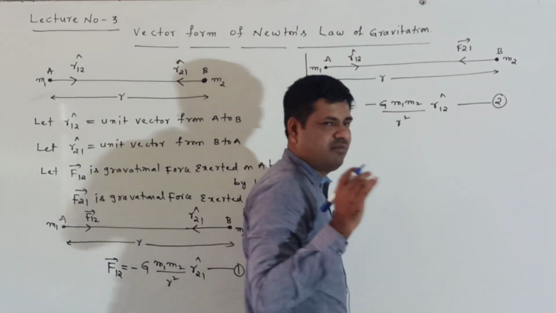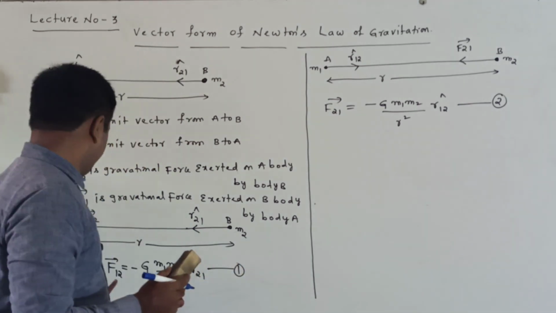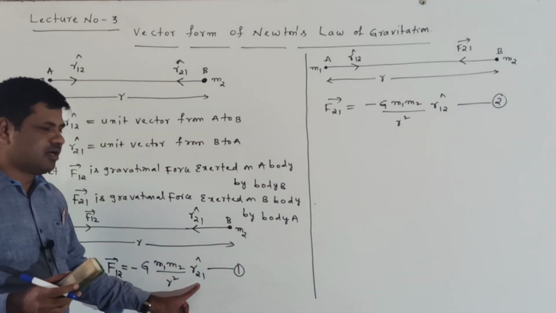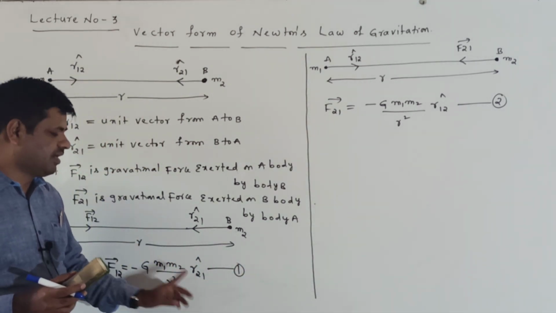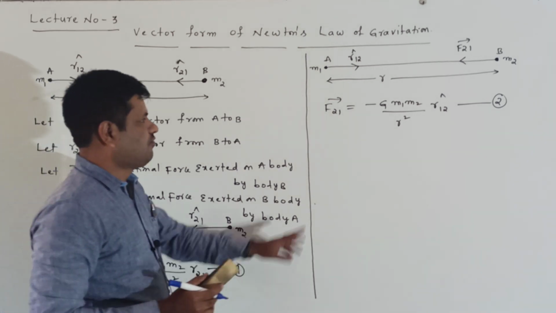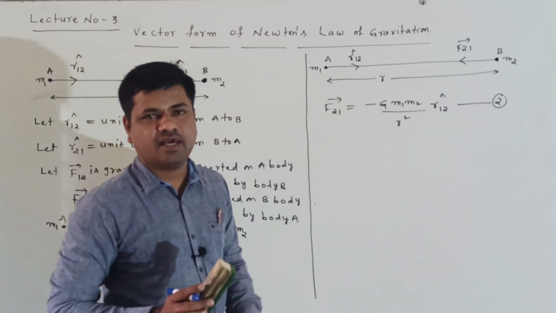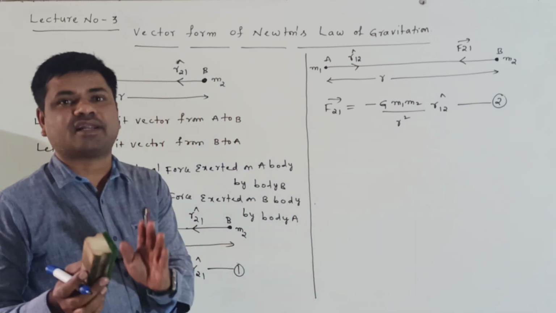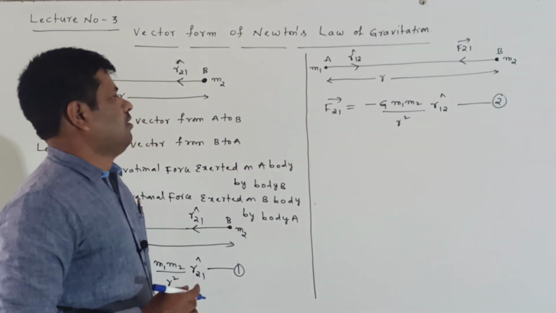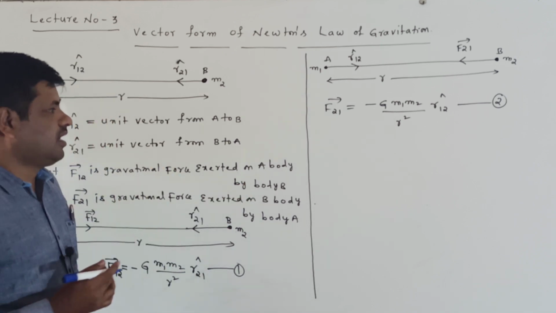This writing is very important here. When we take F12 bar, we take the unit vector R21 cap, because we can take the opposite unit vector here. For F21 bar, we take the unit vector R12 cap. Clear, listen, because gravitational force is attractive. Okay, up to this one is completed here.